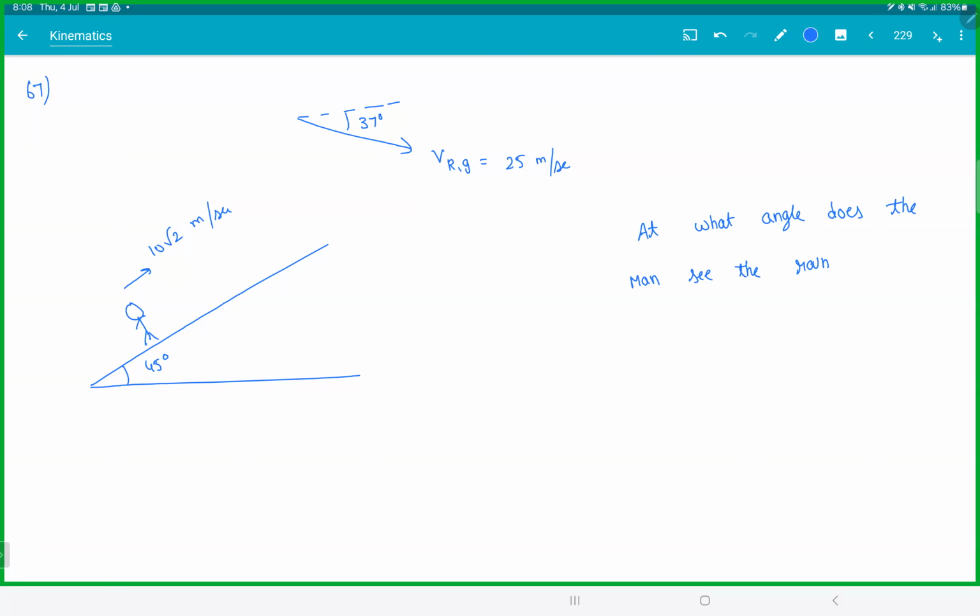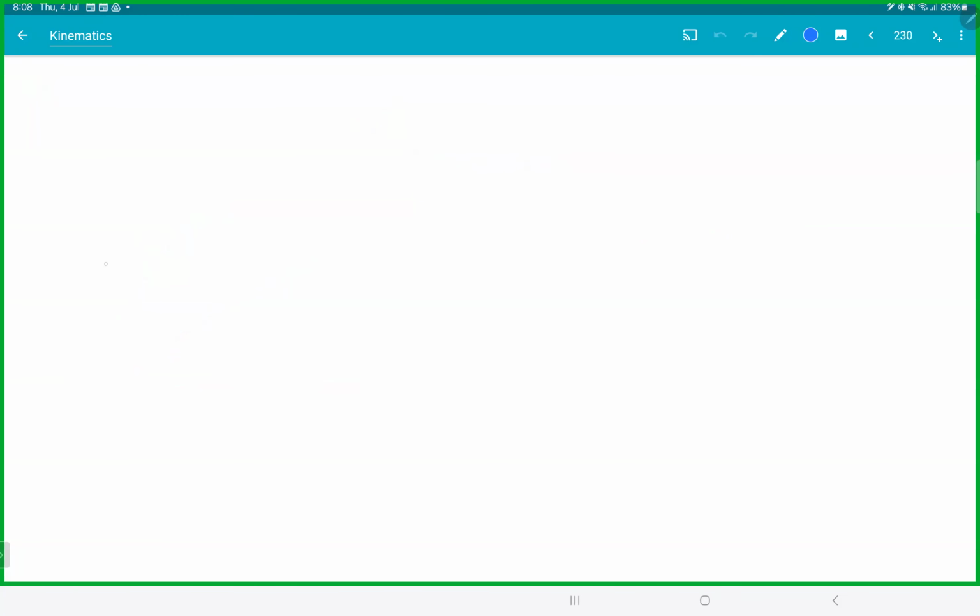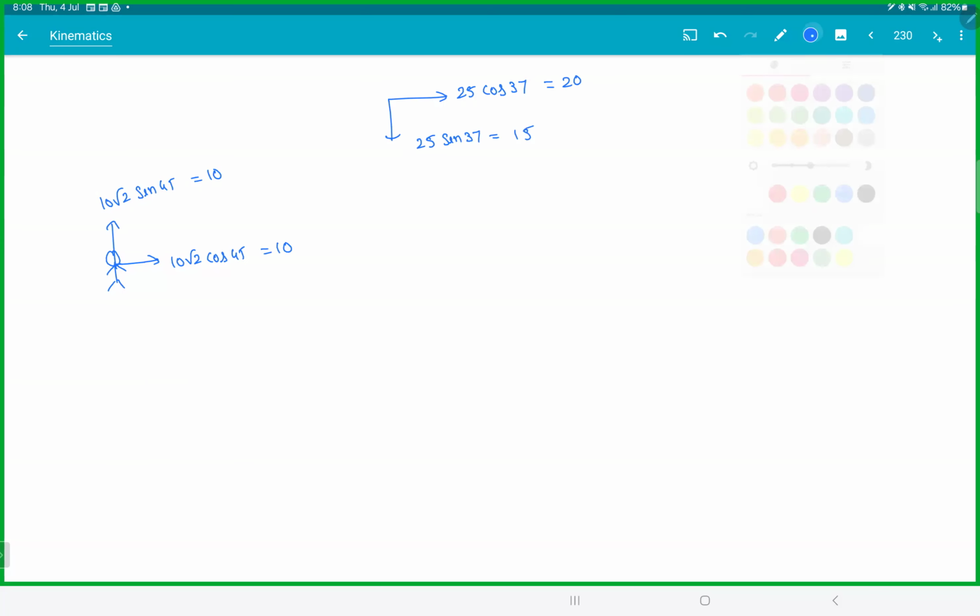Step 1, resolve the velocities into components. So this is 10 root 2 cos 45. 10 root 2 sin 45. This is 10, this is 10. This is 25 cos 37. Cos 37 is 4 by 5, that is 20. Maybe you guys goofed up cos 37 and sin 37. 25 sin 37 is 3 by 5. This is 15.